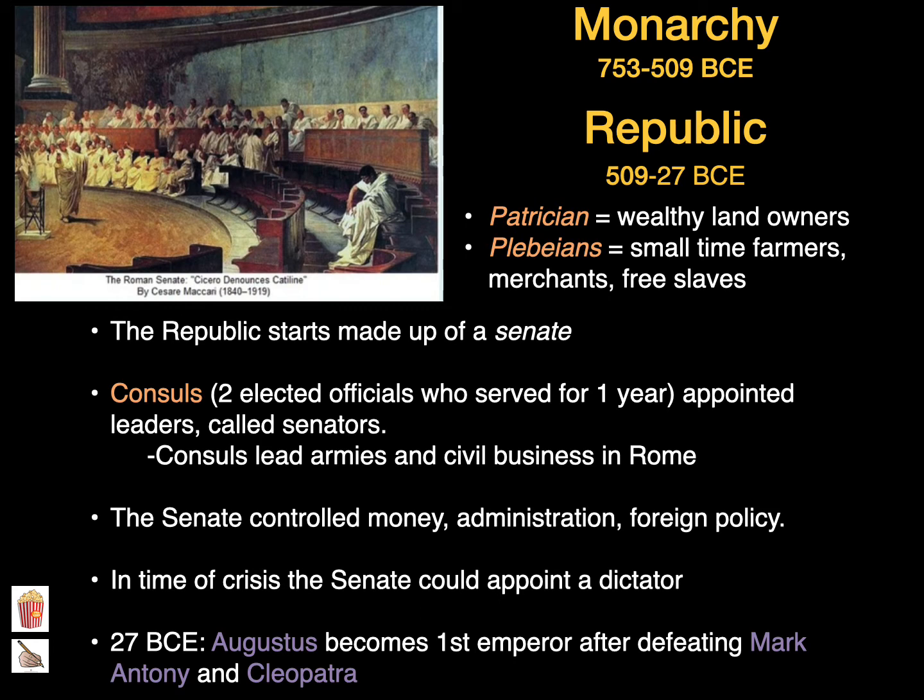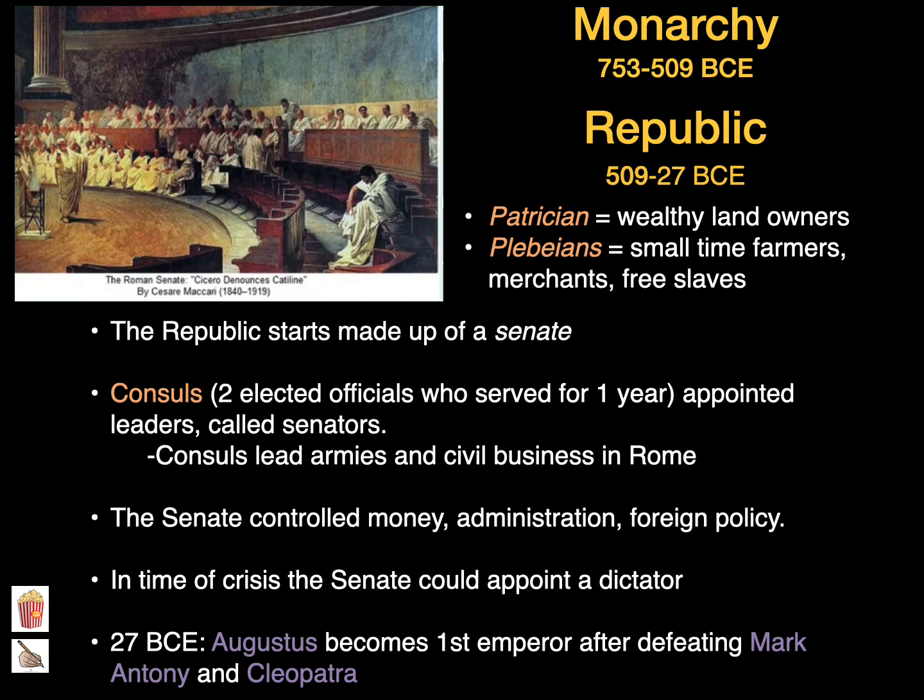The consuls led armies and civil business in Rome. The Senate controlled money, administration, and foreign policy. In time of crisis, the Senate could appoint a dictator. In 27 BCE, Augustus becomes the first emperor after defeating Mark Antony and Cleopatra.